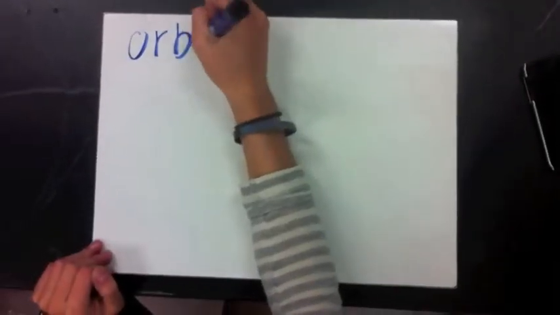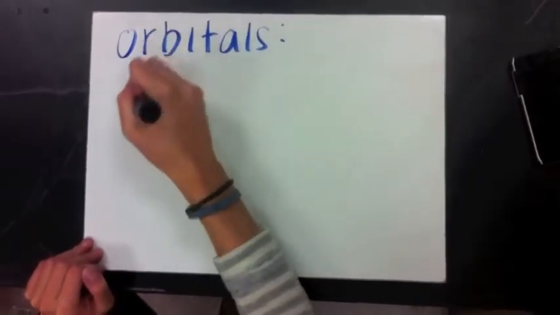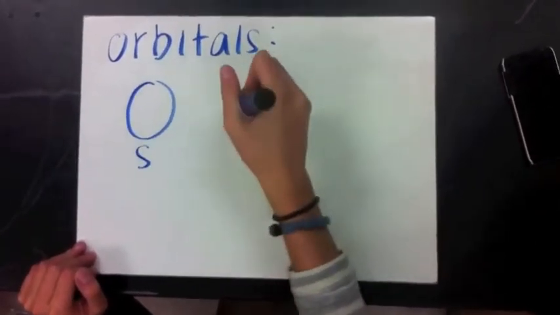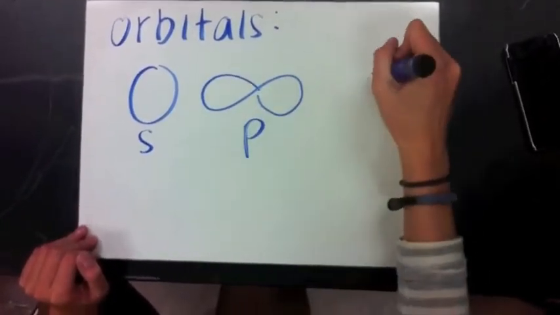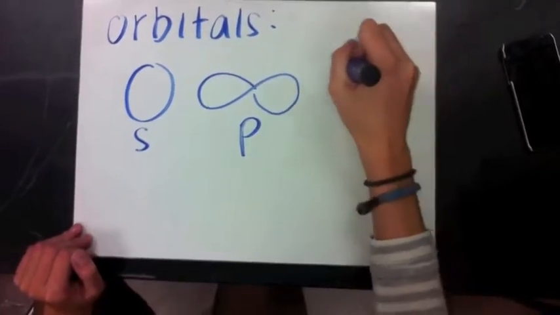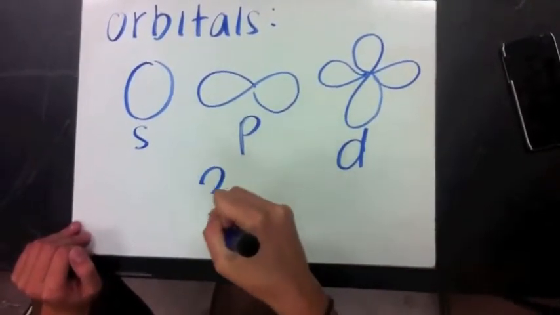Orbitals are the region an electron occupies. There's four main orbitals, s, p, d, and f, which all have different shapes. The s orbital is a spherical shape. The p orbital is a dumbbell shape. The d orbital is a cloverleaf shape. The f orbital is four-dimensional and cannot be drawn on paper.